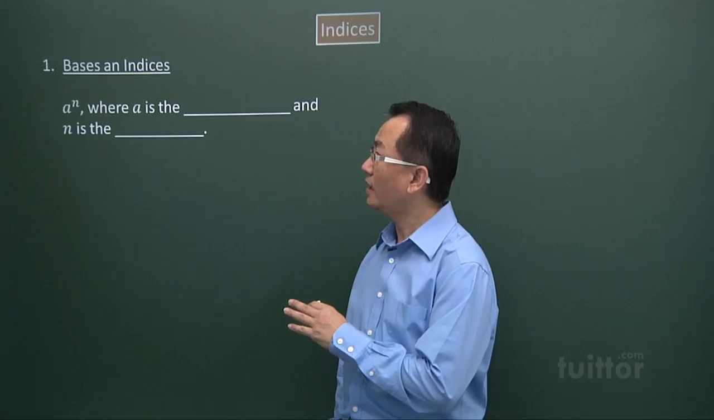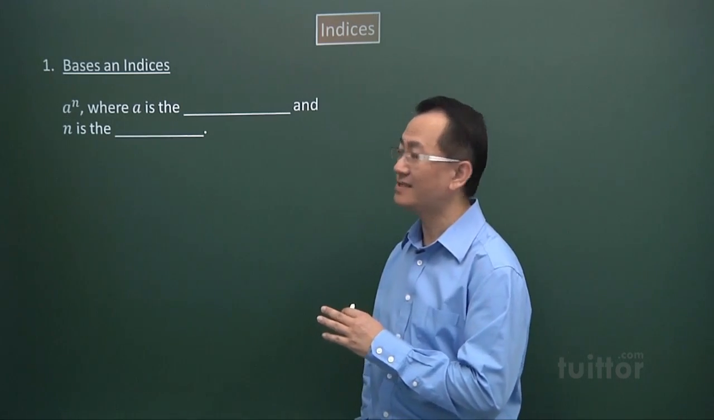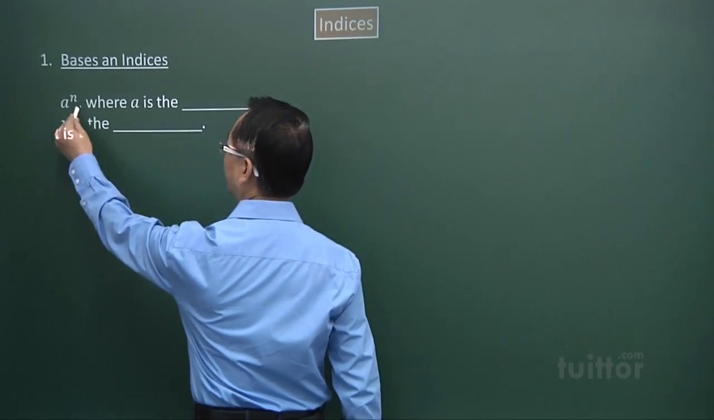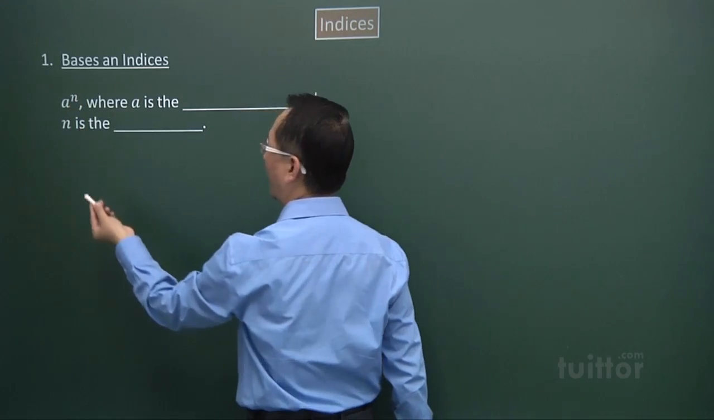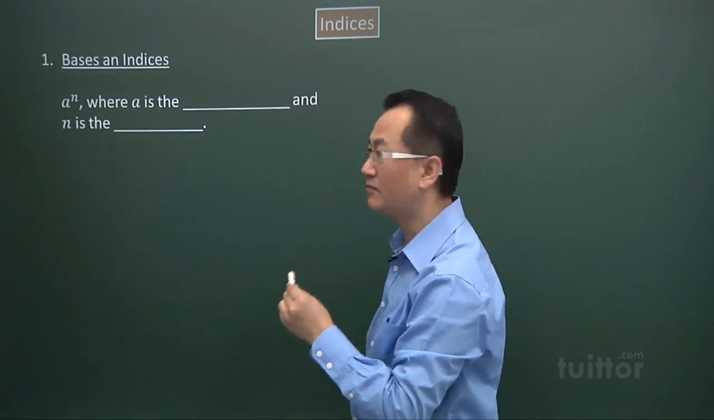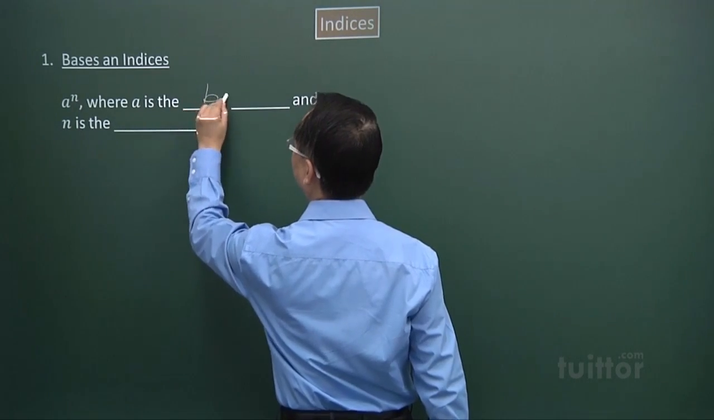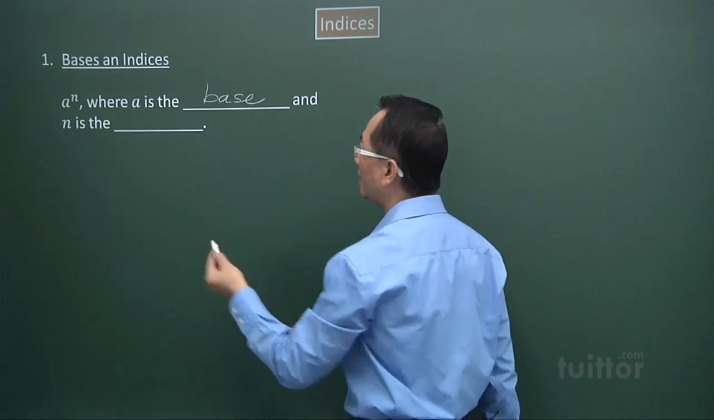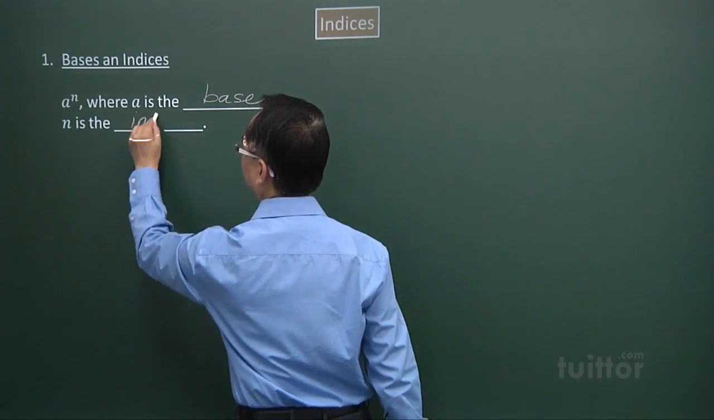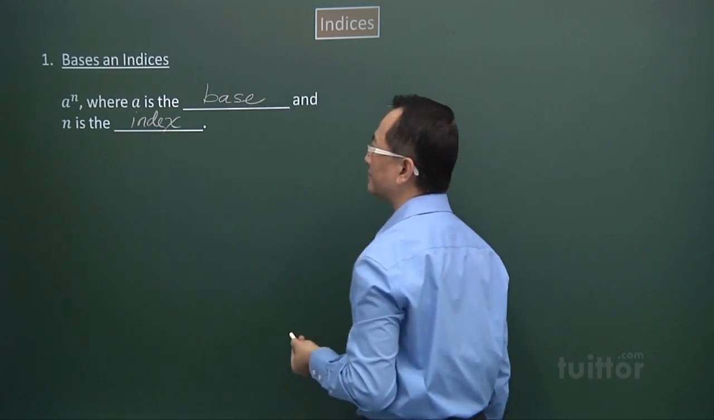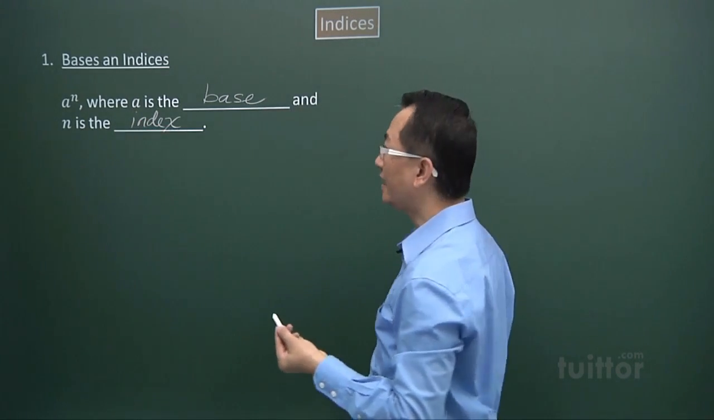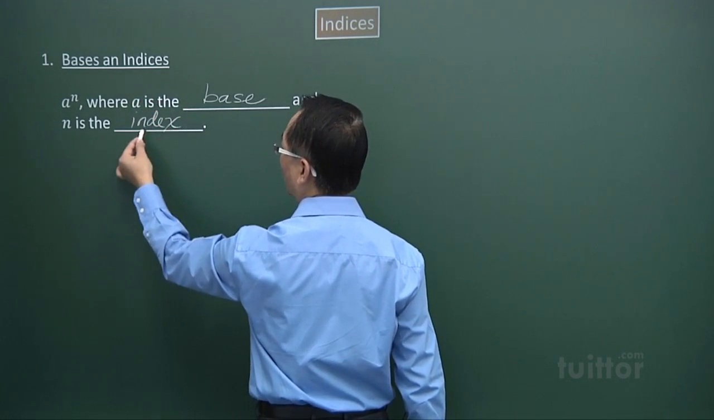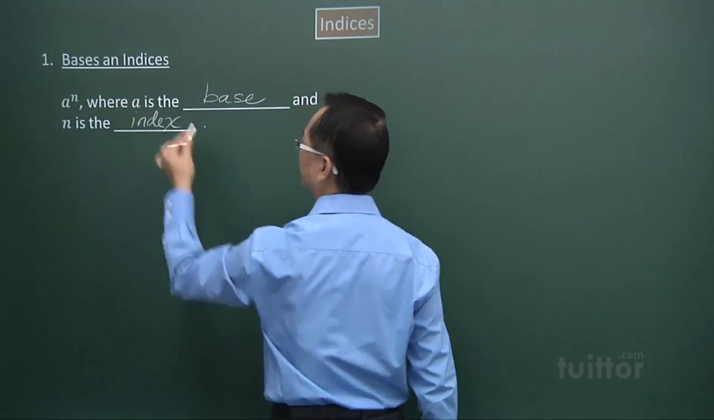So for point 1, when we are looking at bases and indices, given this expression here, a to the power of n, then a is the base. And then n would be the index. So we can see the spelling of the plural form of index is indices.